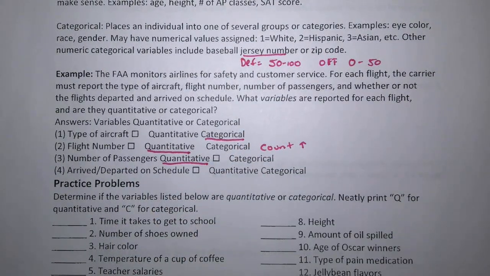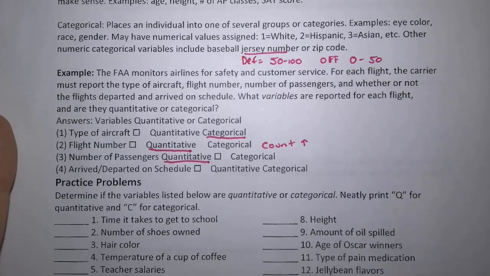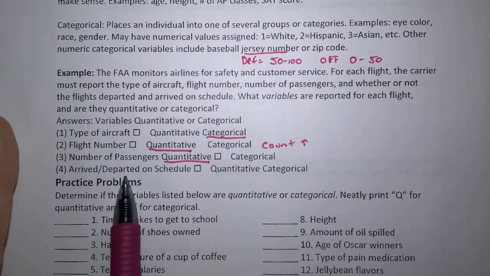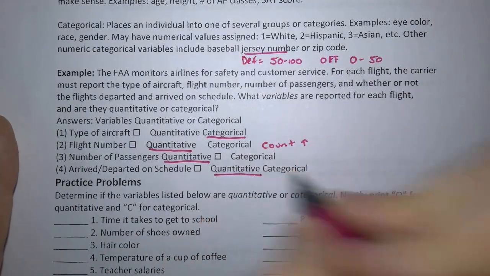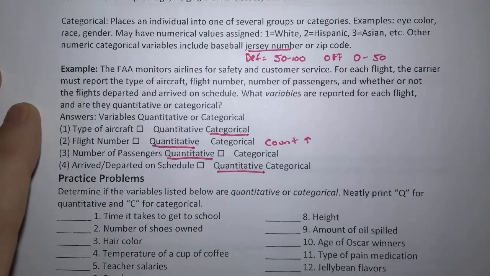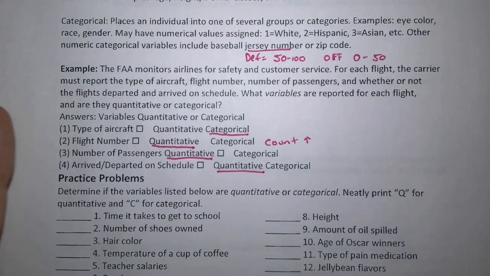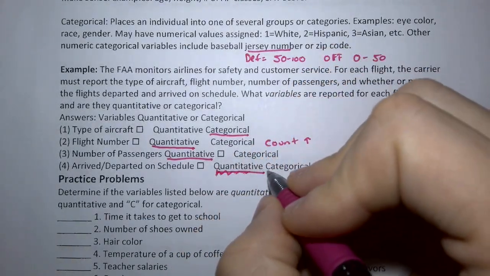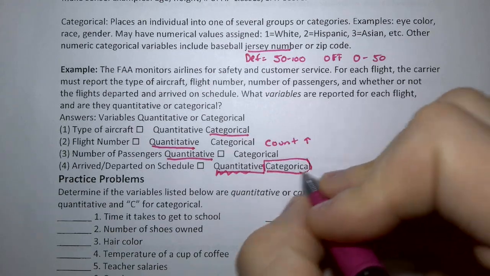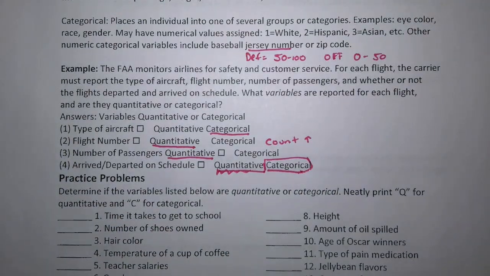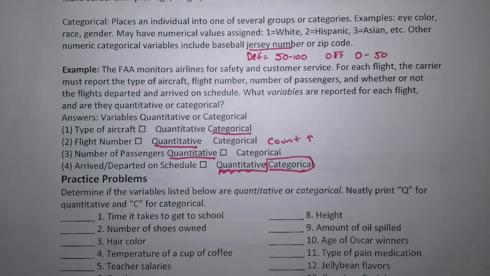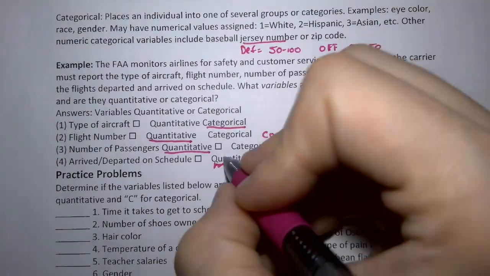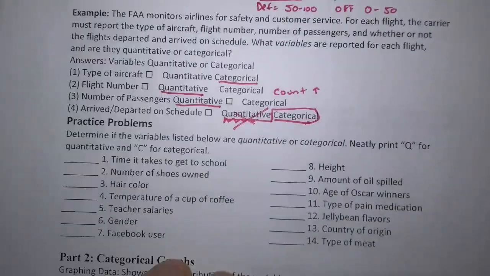You have 5 passengers, you know exactly what you're talking about. If you were dividing things into arrived and departed, that's categorical. You either arrived or you departed. That would mean that you have divided into 2 categories. I'm so sorry, I thought the schedule was the first thing in the line. Category, not quantitative. Mistakes happen.